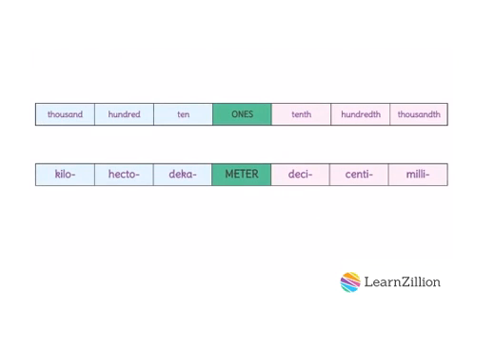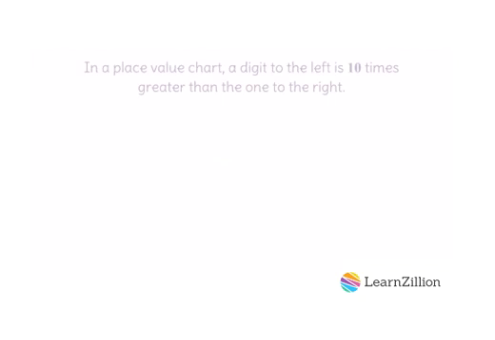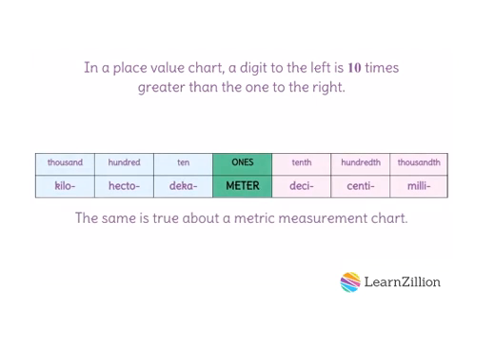We can use the place value chart to help us compare metric measurements. The unit we are using to measure length, the meter, matches with the ones place. As we move to the left on the place value chart, each digit becomes greater. To the right, each digit becomes smaller. In a place value chart, a digit to the left is 10 times greater than the one to the right. The same is true about a metric measurement chart.